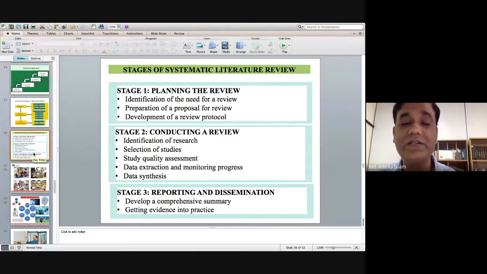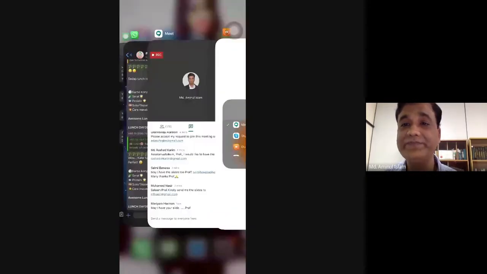Stages in systematic literature review is very similar to what I have shown you earlier, a bit different but very similar. Planning the review, you are identifying the need for a review, and then preparation of a proposal for review, development of review protocol. Then stage 2, we are conducting a review, identifying the research, selection of the studies, assessing the quality of paper, extracting and monitoring the progress, and then synthesizing or summarizing the data that we get from a paper. And finally, we develop a comprehensive summary, which I'm going to show you how.